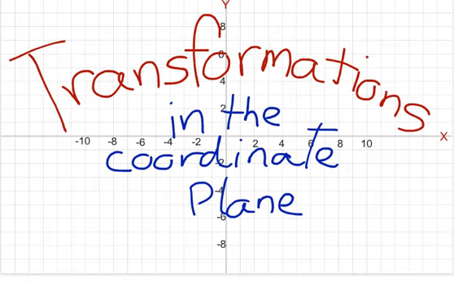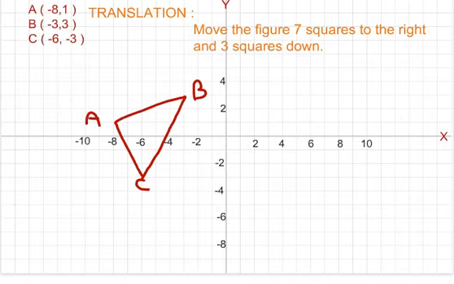Transformations in the coordinate plane. Today we're going to look at two transformations. The first one will be a translation and the second a reflection. So let's begin with the translation. Before doing it, you must know that we have some vocabulary words to learn according to that lesson.